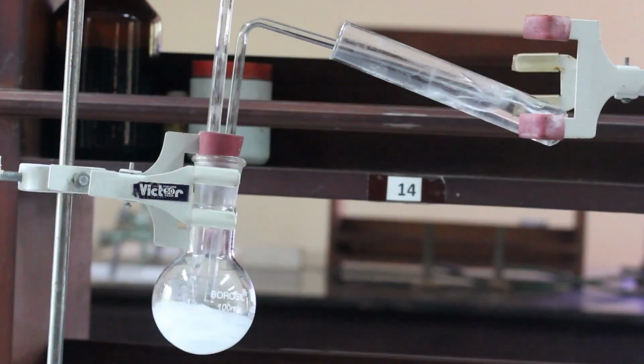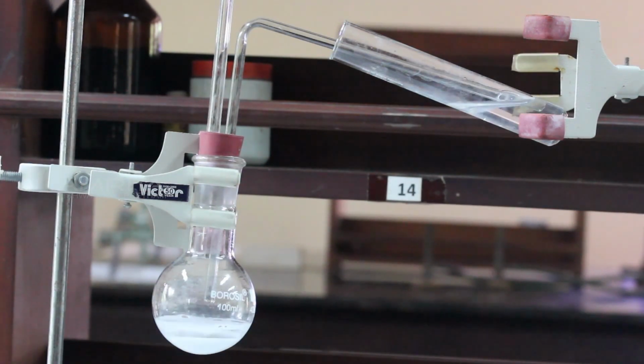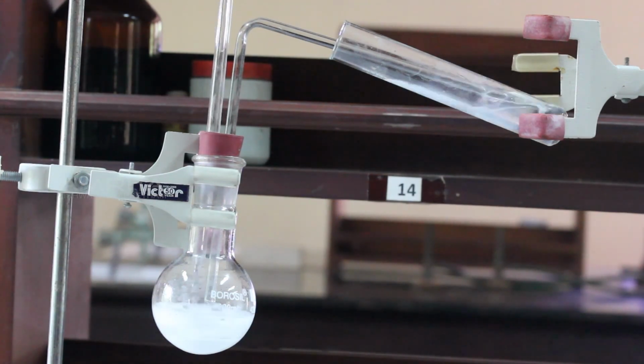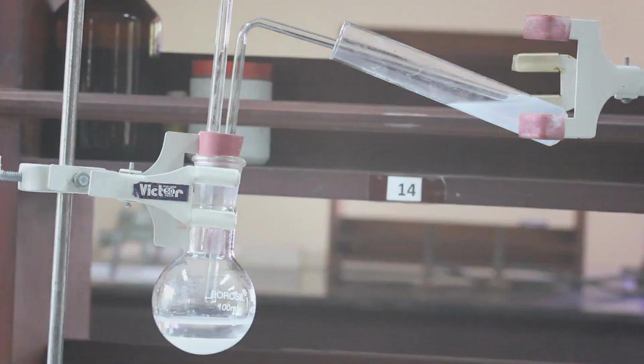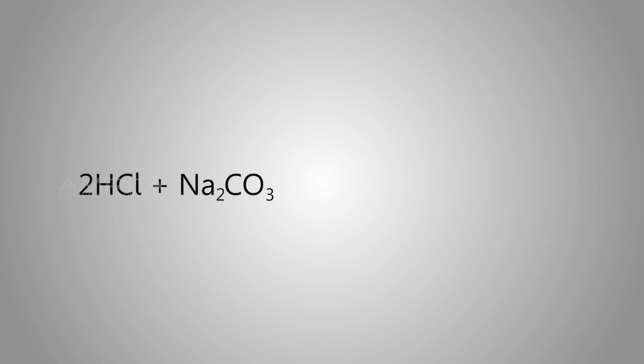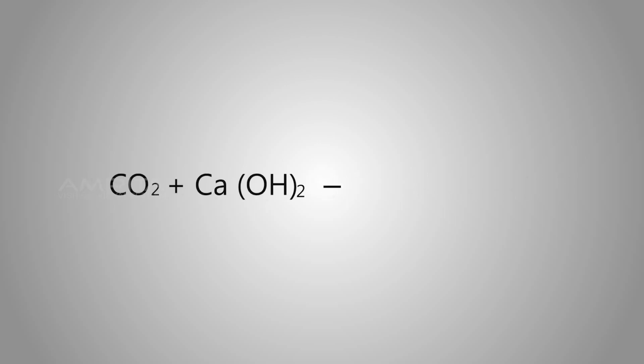You can see that a gas evolves and passes through the lime water and turns it milky. Here, due to the action of HCl on sodium carbonate, carbon dioxide is formed, which turns lime water milky. 2HCl + Na2CO3 gives 2NaCl + CO2 + H2O. CO2 + Ca(OH)2 gives CaCO3 + H2O.